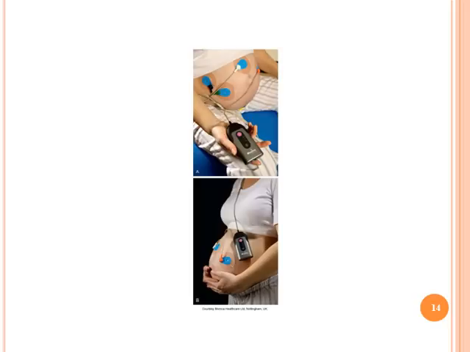So this is figure 15-5 in your book, and it shows a woman sitting on a birthing ball with the wireless monitor and a woman ambulating, and they're both wearing the wireless monitor.